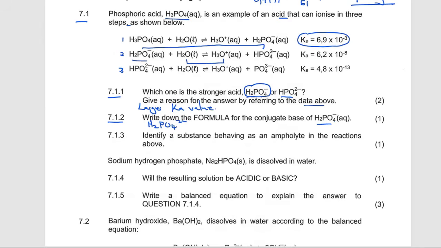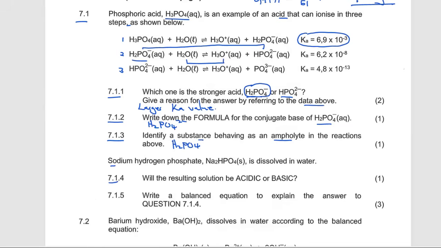Then 7.1.3 says, identify a substance behaving as an ampholyte in the reactions above. Remember, an ampholyte is a substance that can act as either a base or an acid. So what are we going to have there? H2PO4 negative can act as an acid, and it can also act as a base.